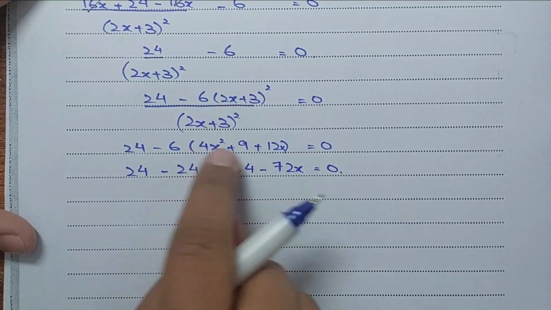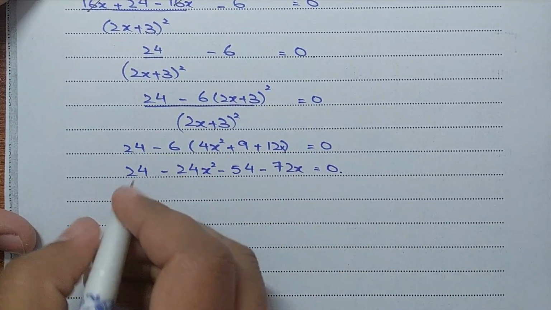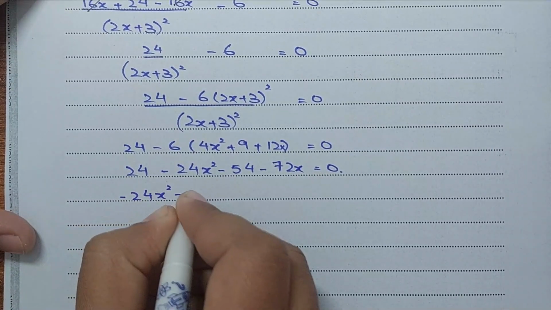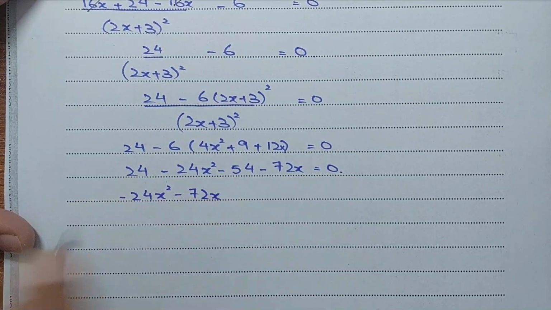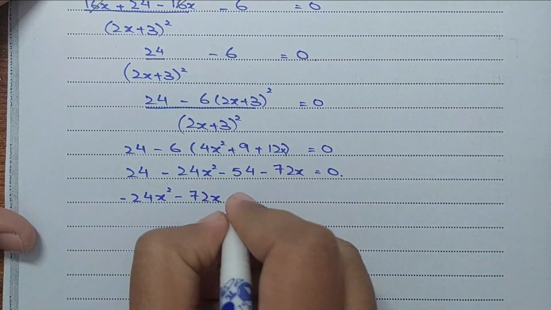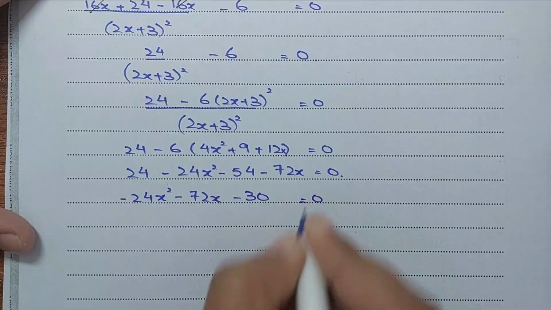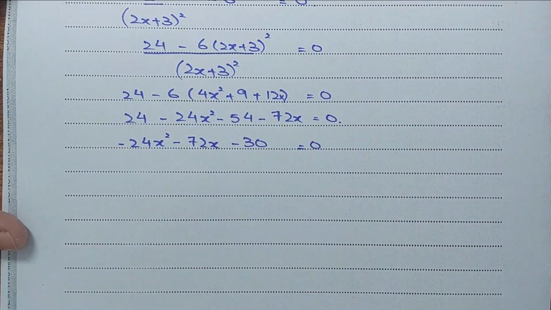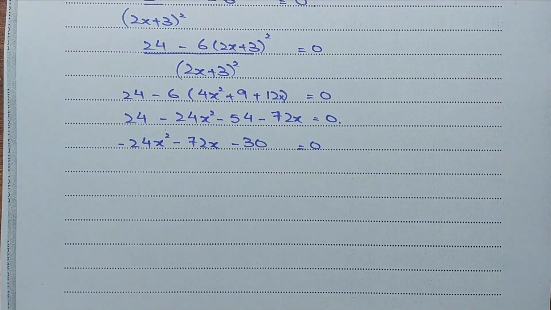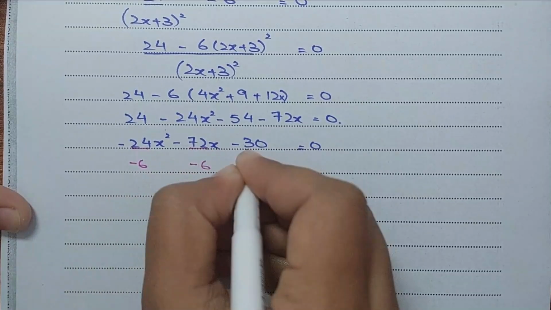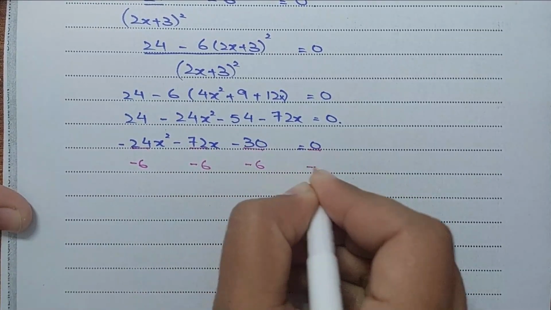This is with a plus, so a plus b whole square, and everything is now minus, right? Minus 24x square minus 72x, and what is 24 minus 54? Minus 30 equals to 0. So we can take negative sign common and divide it by, now every number is divisible by negative 6, right? So minus 6, minus 6, minus 6, and minus 6.